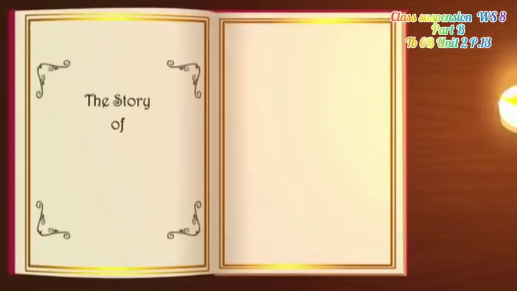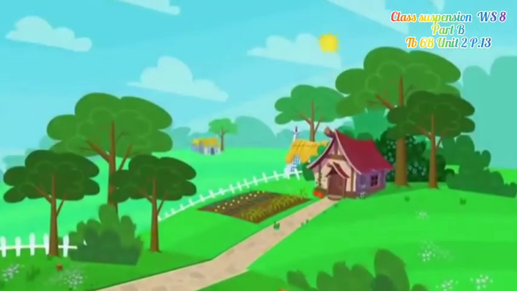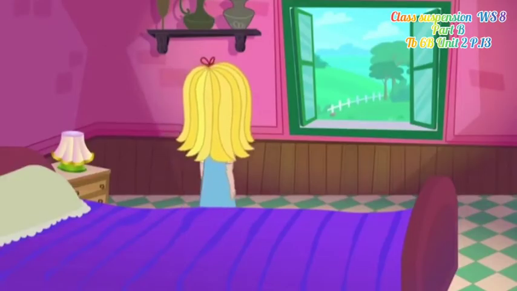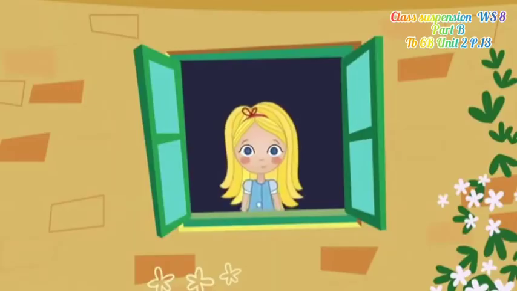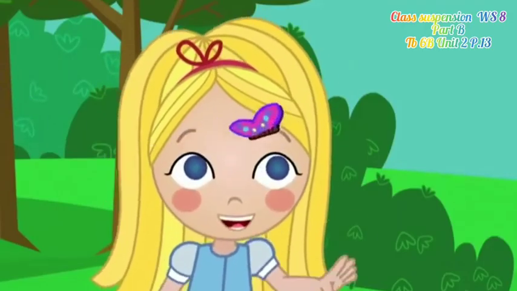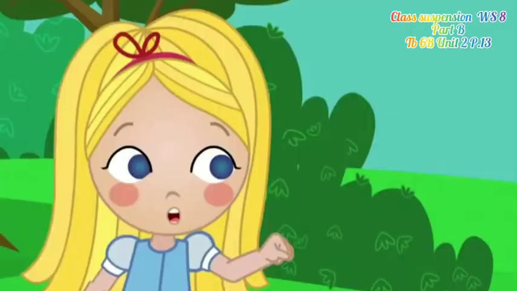This is the story of Goldilocks and the Three Bears. Once upon a time, there was a little girl with golden curly hair whose name was Goldilocks. One day, Goldilocks was playing near her home when she saw a butterfly. She tried to catch it, but the butterfly flew away.